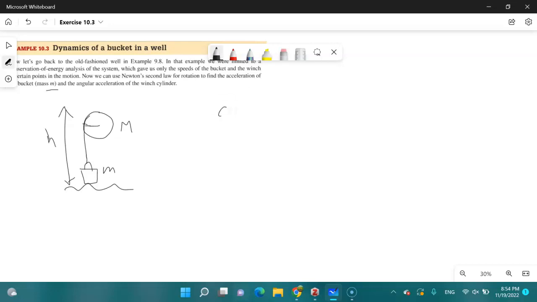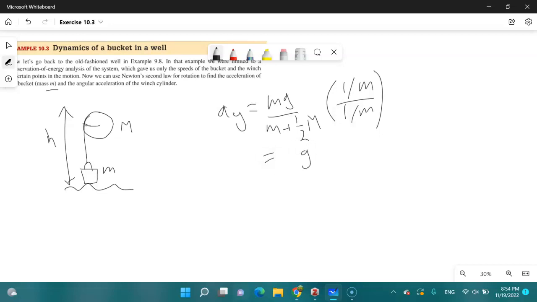So now that we know that the acceleration in the y direction is equal to what I previously put, the weight over the bucket's mass plus half of the winch's mass. And now we multiplied by 1 over m over 1 over m. This would leave us with the force of gravity over 1 plus the mass of the winch over 2 times the mass of the bucket. And that would be our acceleration in the y direction.